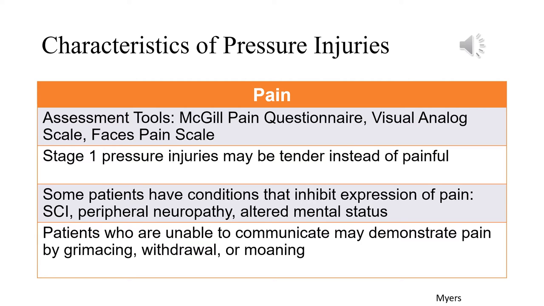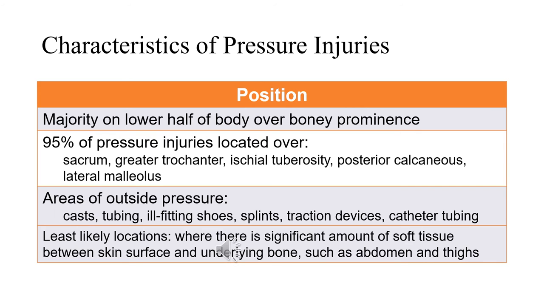So one thing we'll want to do for assessment is try to find out from our patient through a questionnaire, maybe a visual analog scale, or the FACES pain scale, depending on your patient type. Stage one pressure injuries, when there's non-blanchable erythema, might be tender instead of what we would consider painful. As I said before, remember that not all patients are able to detect pain, which might be a contributing factor to why they have a pressure injury in the first place. And then some patients are not able to communicate that they are having pain, so we have to utilize physical expressions of pain such as grimacing, withdrawal, or moaning.